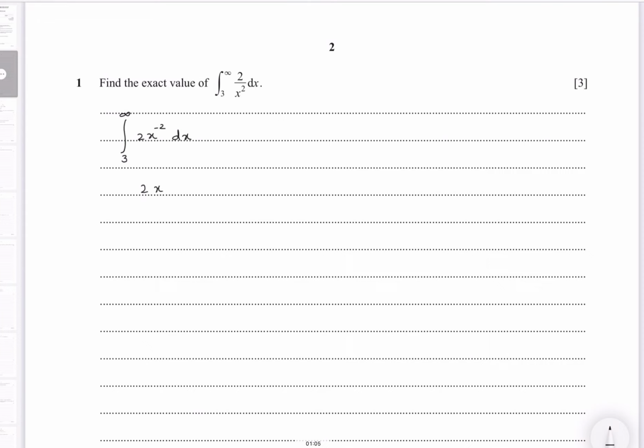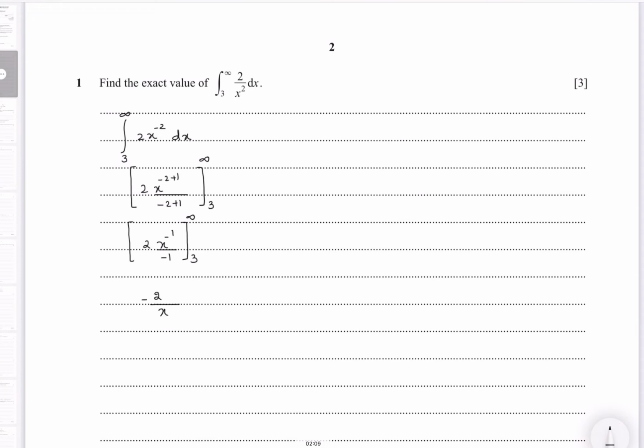In integration we add 1 to the power and we divide by the same value. So it becomes 2 times x power minus 2 plus 1 over minus 2 plus 1, and the limits will be written at the end of the bracket, from 3 to infinity. Now simplify the values inside the bracket, so it becomes 2x power minus 1 over minus 1, with limit 3 to infinity. Furthermore, it becomes minus 2 over x.